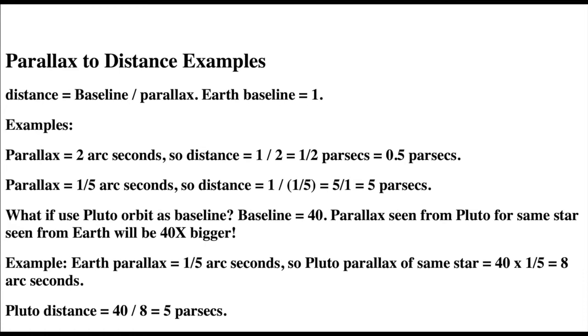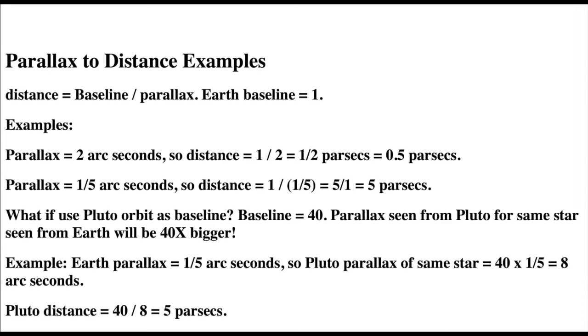Observing from Earth, the distance in parsecs equals 1 over the parallax. So if the parallax is 2 arcseconds, the distance is half a parsec. If the parallax is 1/5 of an arcsecond, the distance is 1 over 1/5, or 5 parsecs. You just flip the parallax angle over to get the distance in parsecs.